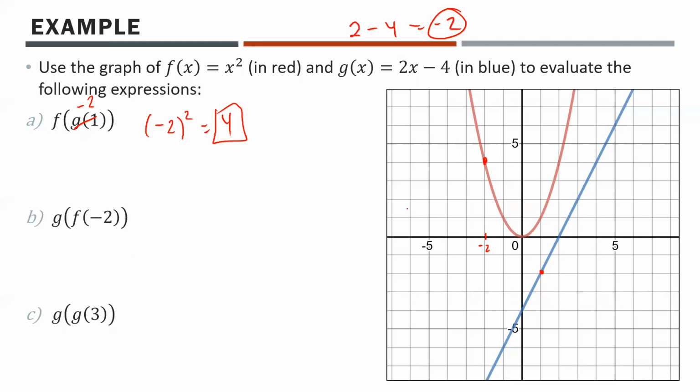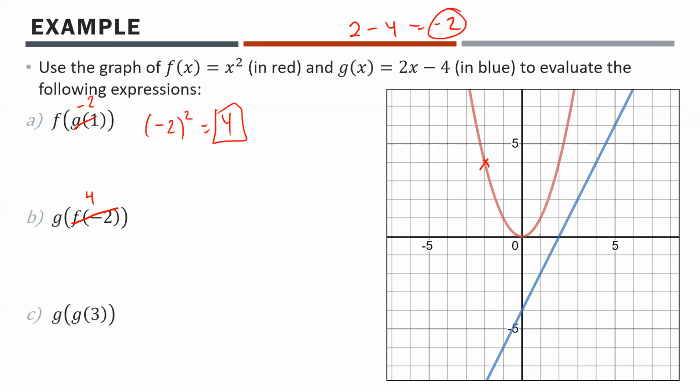I'll do this next one entirely graphically, because I don't think I made that as clear as I should have. g of f of negative 2, okay? So doing this graphically means we need to figure out what f of negative 2 is. So when x is negative 2, notice y is positive 4, okay? So really we know this is g of 4. So now we have to evaluate g of 4.